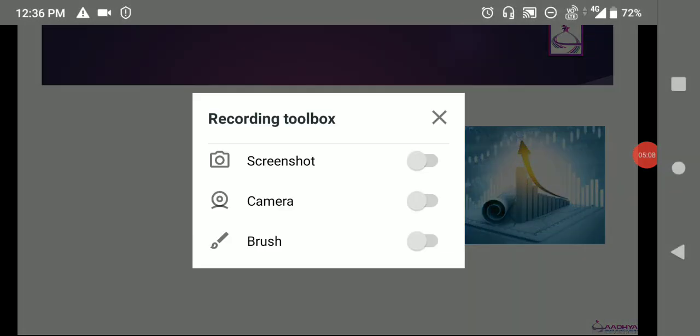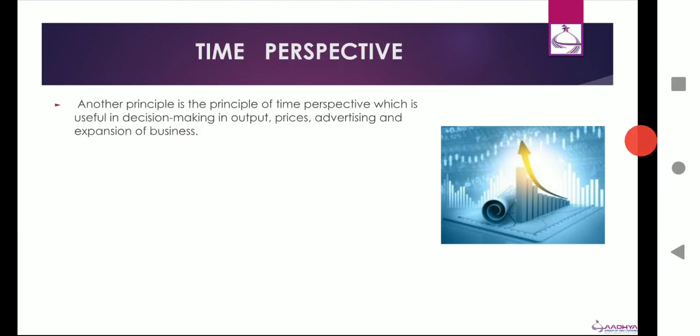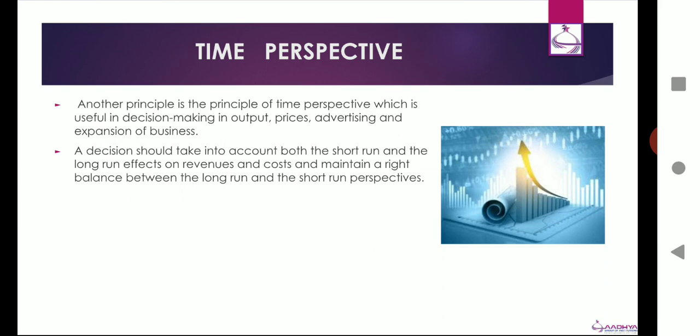Now the next aspect is the time perspective. We have in production something called short run as well as long run, and this aspect is important to understand when we make decisions in output, prices, advertising and expansion of business. A decision should take into account both the long run as well as the short run effects on revenues and costs, and we have to maintain a balance between them both.